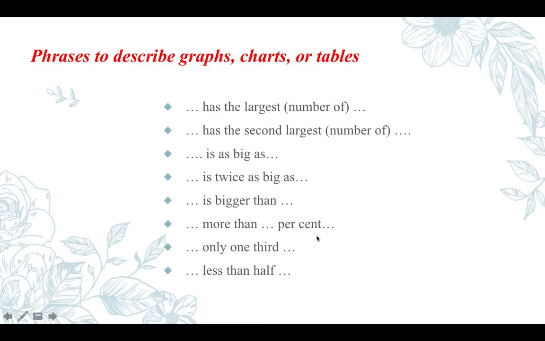Okay, so some of the phrases that you want to use to describe graphs, charts, and tables are what we call the general trend of it. So you have the largest, the second largest, as big as, twice as big as, is bigger than, more than, one third, less than half. So everything here has to be derived from the visual information itself. So you're trying to compare which one is the largest, which one is the biggest. So you're looking at the general trend of the graph or of the visual information itself.